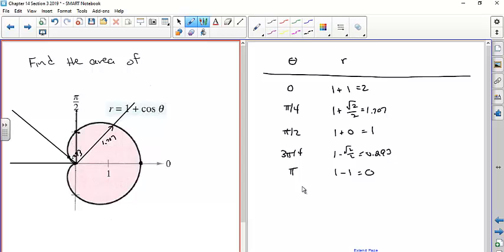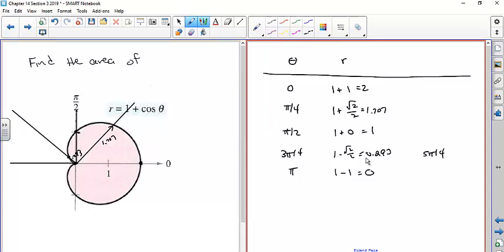And then if you go through the same, so if you went to 5 pi over 4, that'd be the same as 3 pi over 4. Here you get 3 pi over 2, 7 pi over 4, 2 pi. So then you get this other part of the lobe.